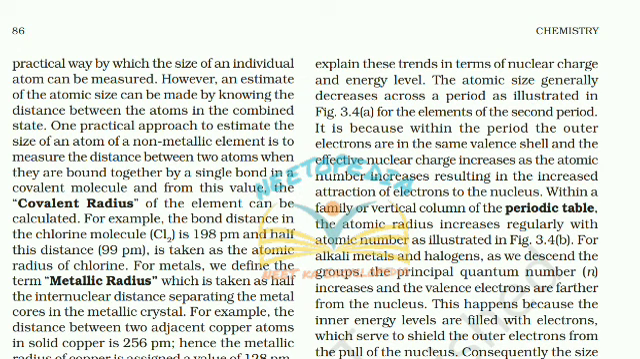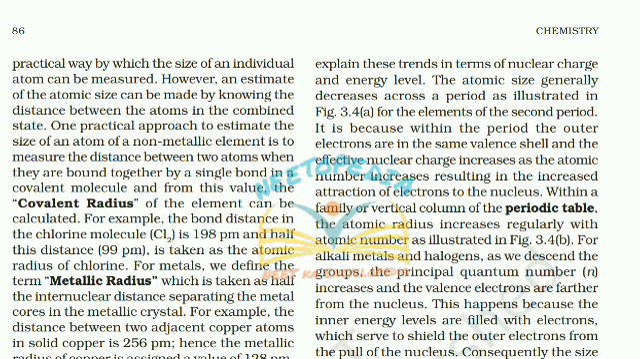In other words, there is no practical way by which the size of an individual atom can be measured. However, an estimate of the atomic size can be made by knowing the distance between the atoms in the combined state. A practical approach to estimate the size of an atom of a non-metallic element is to measure the distance between two atoms when they are bound together by a single bond in a covalent molecule, and from this value the covalent radius of the element can be calculated. For example, the bond distance in the chlorine molecule is 198 picometer, and half the distance, that is 99 picometer, is taken as the atomic radius of chlorine.